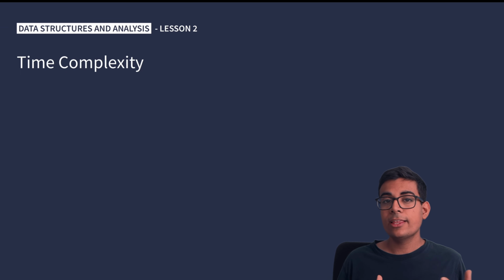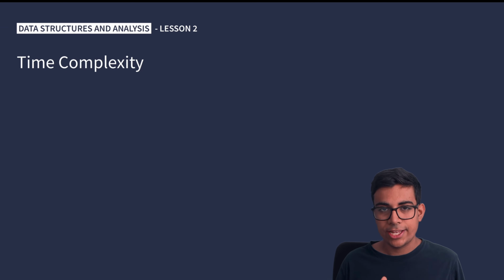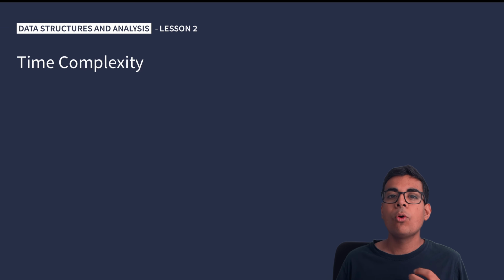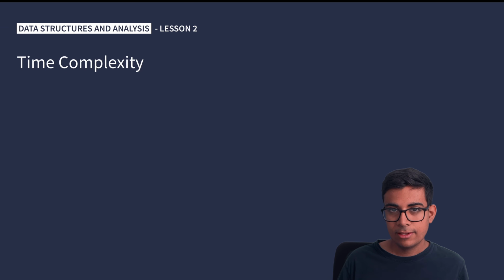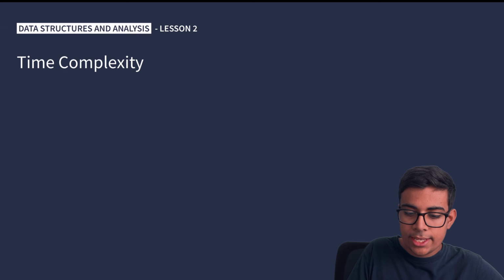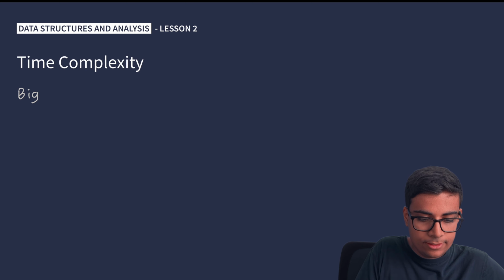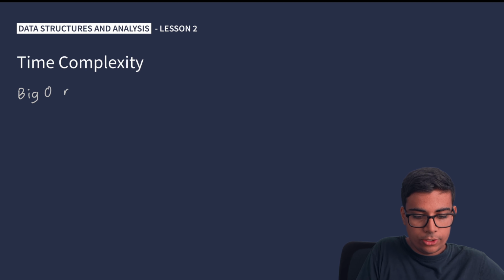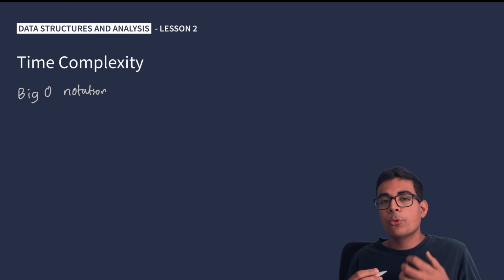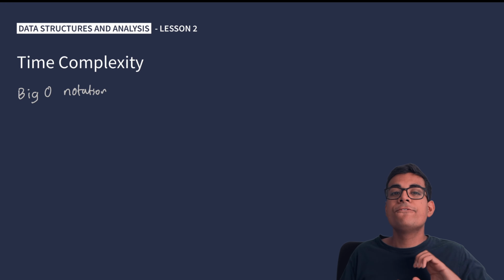And the first thing that we need in order to do that is a notation to describe what the efficiency of one algorithm is versus another algorithm. This is going to be known as Big O notation. So I'm going to write this out here. Big O notation. Again, this is the notation that we're using to describe the efficiency of an algorithm.